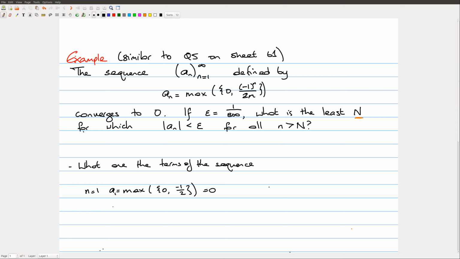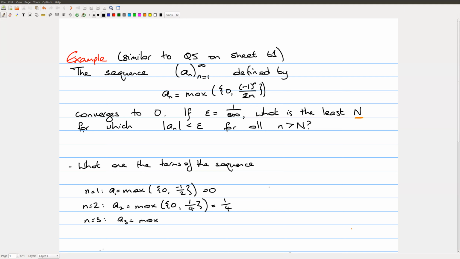a_2 is the maximum of 0 and, when n is 2, (-1)^n is 1, since it's an even power of minus 1, and 2 times 2 is 4. So our numbers in that case are 0 and 1 quarter. a_2 is the maximum of those two, which is 1 quarter. Now n equals 3.